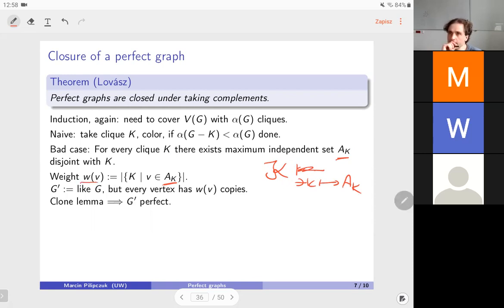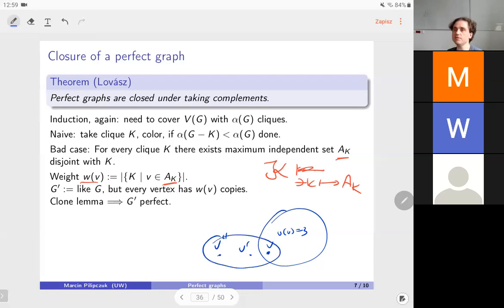Now what we do, we take our graph, we take a vertex, look at its weight, say its weight is 3. That means that we make 2 clones of this vertex, so that this vertex becomes 3 vertices. So we take every vertex and clone it sufficiently many times so that the number of copies is the original weight of the vertex. And if the weight was 0, we delete this vertex.